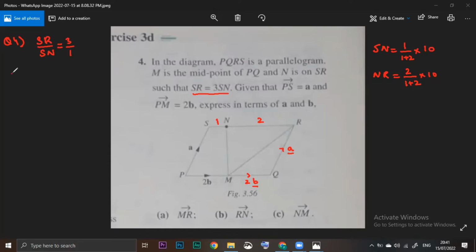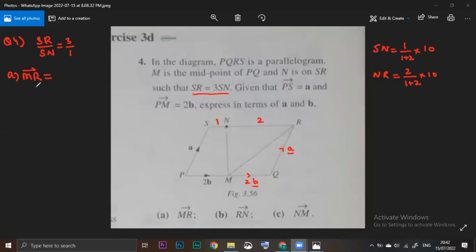Now the first part is to find out MR. We will write down the components of MR. The method of writing the components is: stand at the tail, move towards the head, and add all the vectors in the subsequent motion. Now in MR, M is the tail and R is the head. We will stand at the tail. We want to approach towards R.